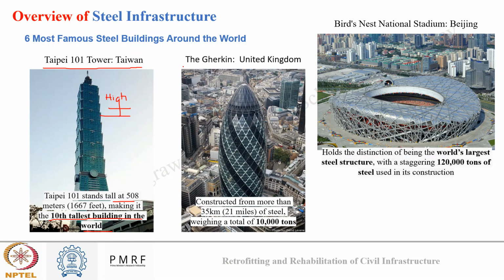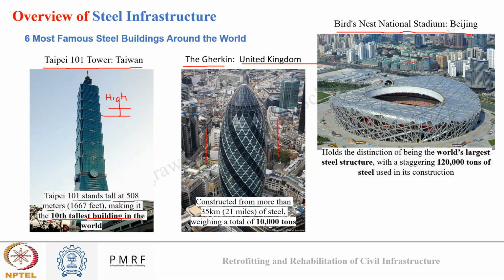You can see how, due to the high strength to weight ratio, versatility in the design, and durability in the construction, such high rise buildings can be made by steel. Okay, in the second image you can see the Gherkin in the United Kingdom, where around 35 kilometers of steel was used for the construction, having a total weight of around 10,000 tons. Due to high versatility and flexibility in design, you can see how a very aesthetically pleasing structure was created just by steel, in addition to its superior durability performance. In the third image, you can see the Bird's Nest National Stadium in Beijing, that was created solely by steel.